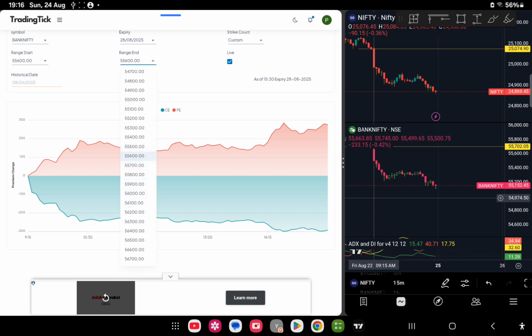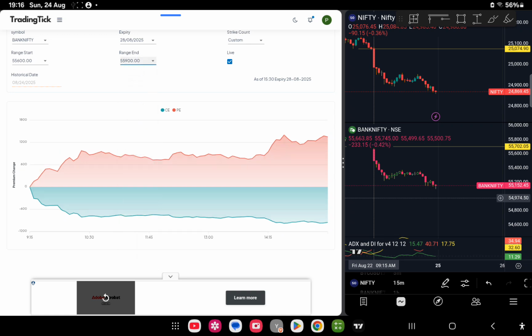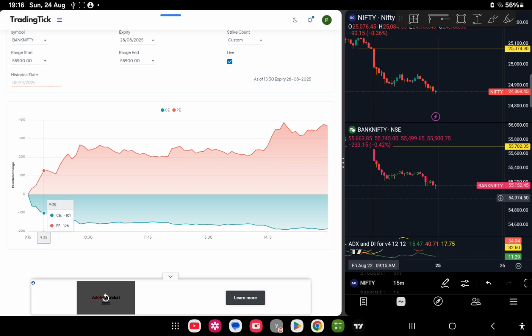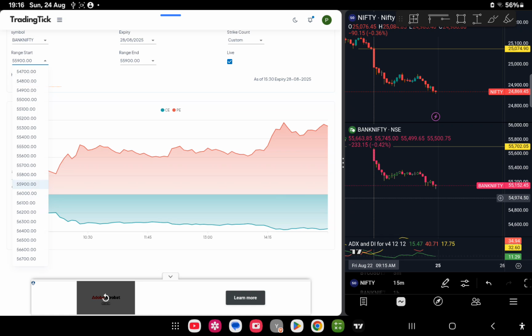Now let's take the OTM. I'll take 300 counts apart. Step count 300 is 900. Now here you could see at 9:35 the buyers were trying to overtake the sellers, and it was a very good fight with a small margin, but at one point you could see sellers were winning with a very heavy difference. Okay, now we'll reduce the count.